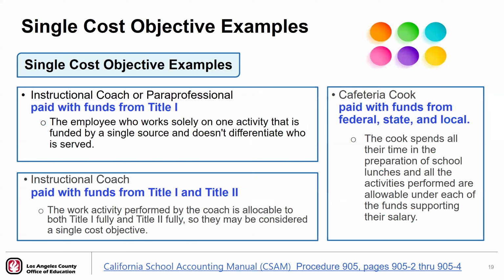The multiple cost objective is when an employee works on more than one award and the activities performed may not be considered a single cost objective. The purpose of the objectives in the task is varied. It can also be a multiple cost objective when the employee works on multiple federal awards, a federal award and a non-federal award, or a direct or indirect activity. It can also be when a staff serves different student populations funded by different programs or grants.